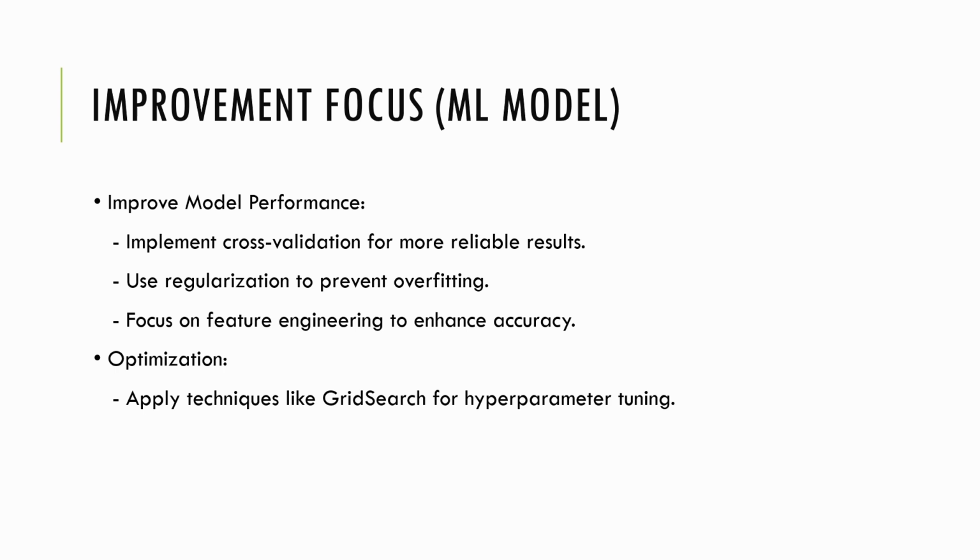Turning to the machine learning model, we aim to enhance its performance. This involves using cross-validation for more reliable results and regularization to avoid overfitting. Additionally, we will focus on feature engineering, which helps to improve the accuracy of the model. We will also experiment with hyperparameter optimization using techniques like random search.